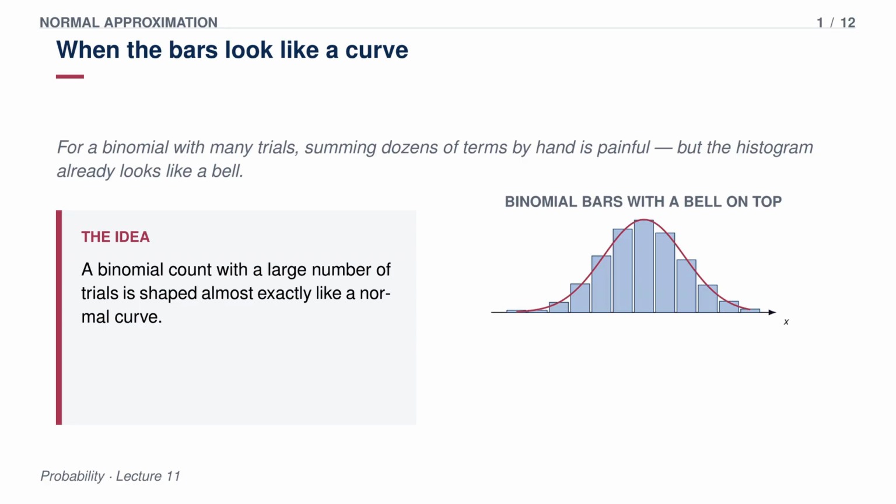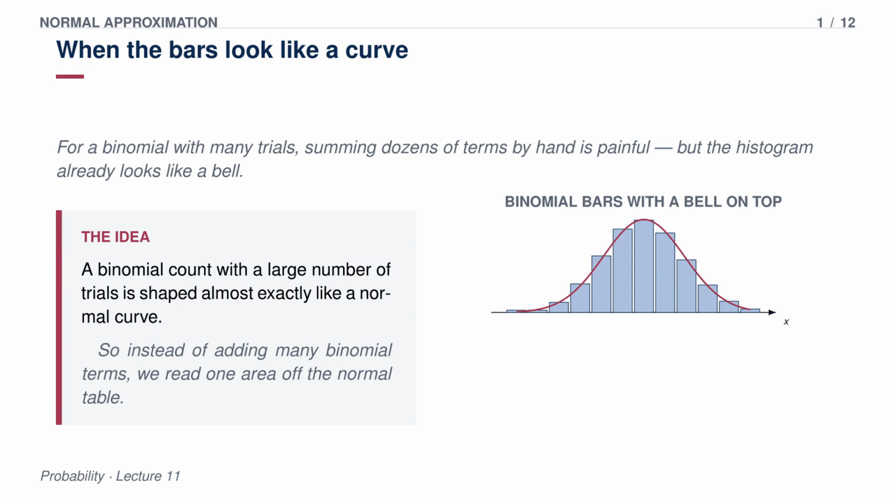Exactly. At least 60 heads out of 100 flips. Strictly, that's summing 41 separate binomial terms by hand. No thanks. Instead, we lay a bell over the bars and read one area off the normal table. 1 area, 1 lookup, done. The giant sum just evaporates.